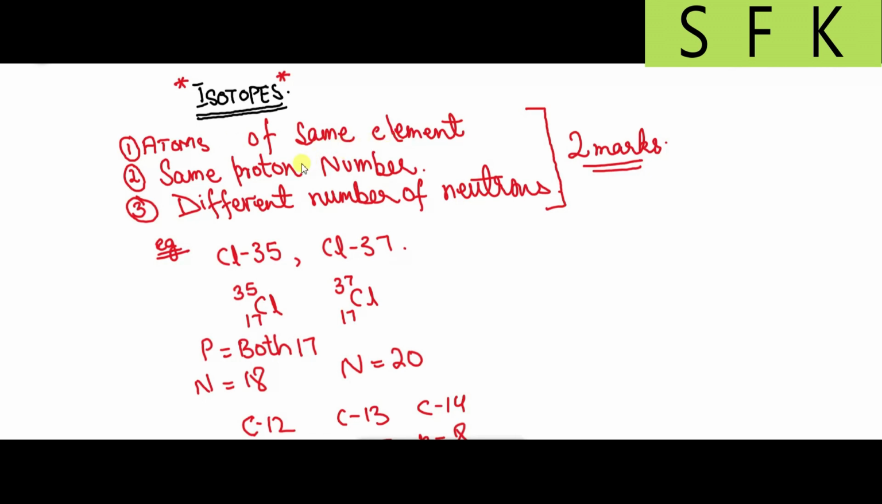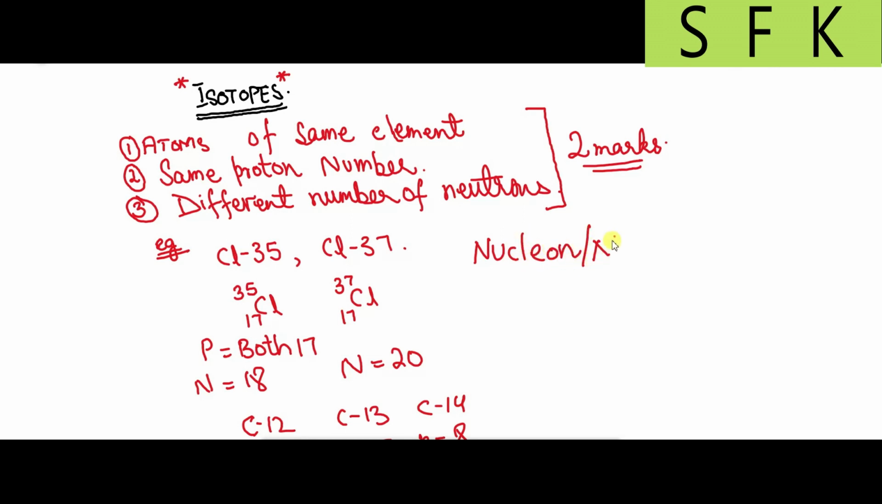When they are atoms of the same element, their proton number is going to be the same, because whenever the proton number changes, the atom changes, the element changes. The only thing that they differ in is the number of neutrons. The number of protons is the same, the number of electrons is the same, the number of neutrons is different, and due to the different neutron number, the nucleon number is also different.